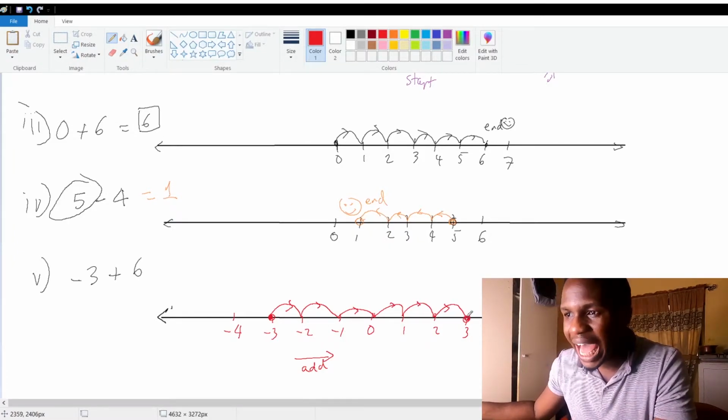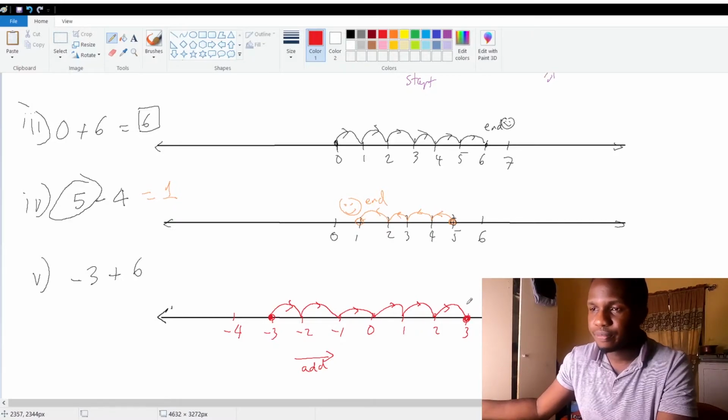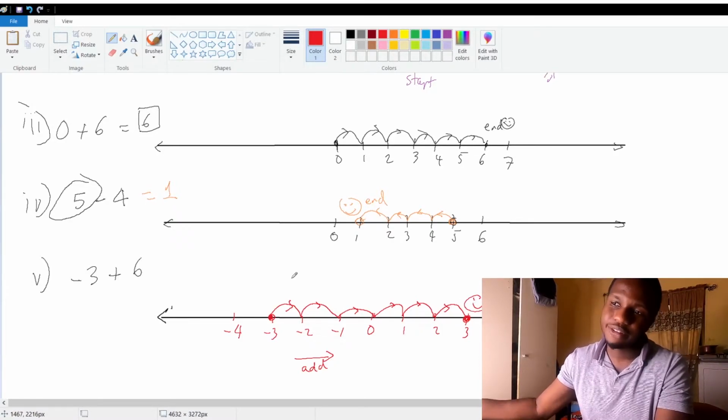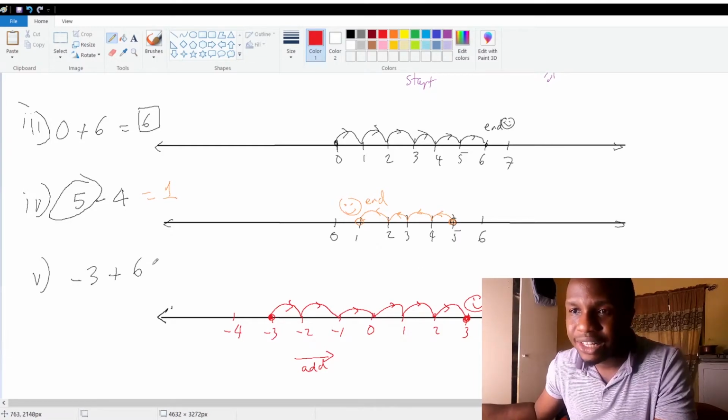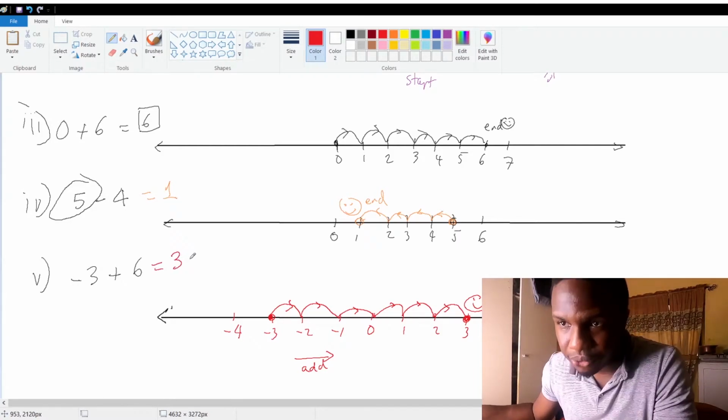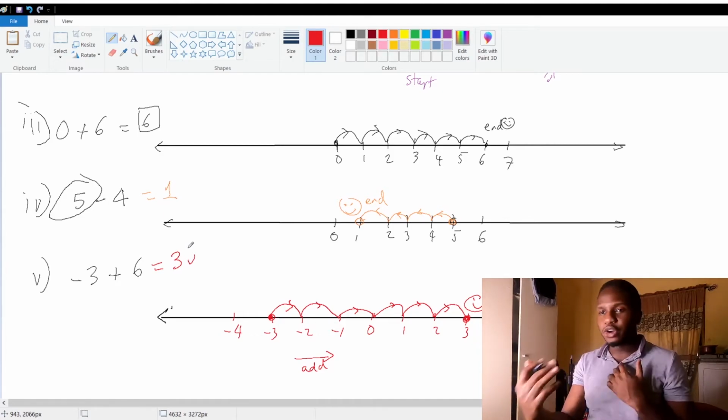So where do we land? We land at 3. Okay? This is our end. Okay? So always draw a smiley face and end. So it means that the answer to this is what? Is 3. Okay? Another example.